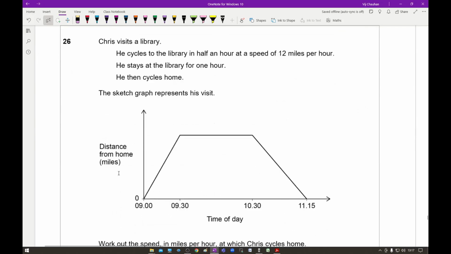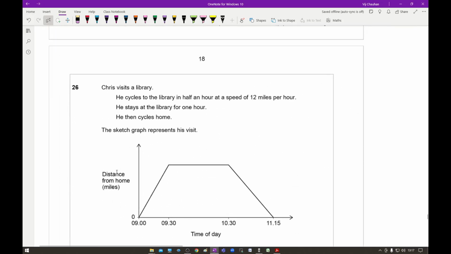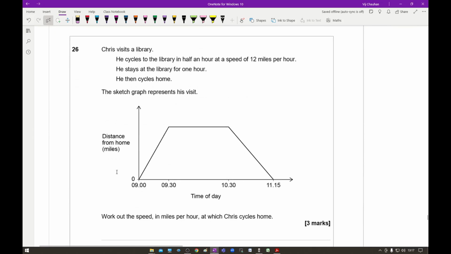Moving on to question 26, and just zoom out a little bit because I can see this is quite a biggish question. It says that Chris visits a library. He cycles to the library in half an hour at the speed of 12 miles per hour. He stays in the library for 1 hour and then cycles home. The sketched graph represents his visit, and it says work out the speed in miles per hour at which Chris cycles home. So what we need to do is work out the speed.